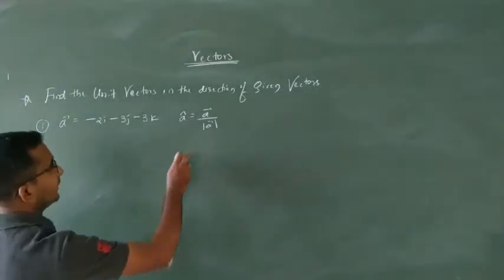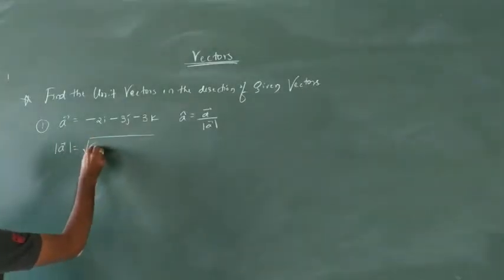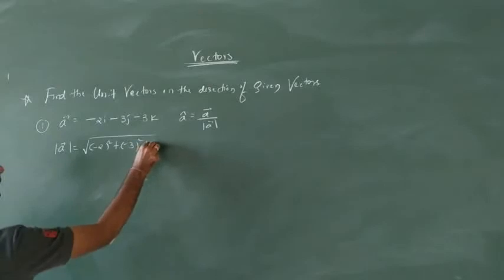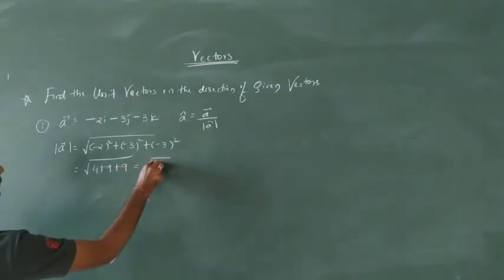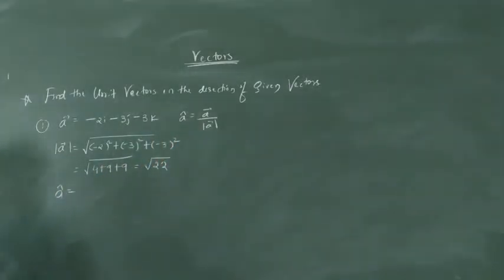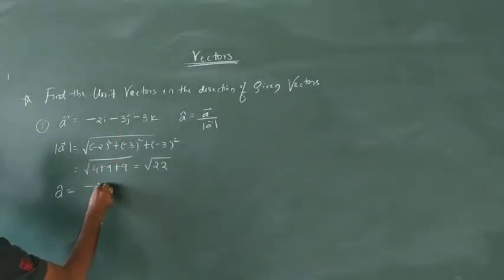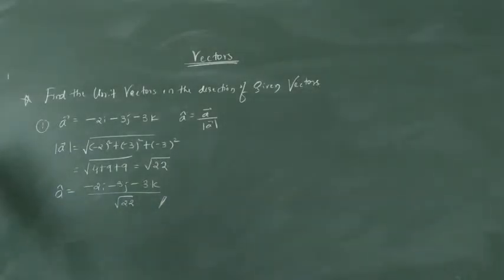Mod of vector A is the magnitude of the vector A. First, the magnitude of A is root of minus 2 whole square plus minus 3 whole square plus minus 3 whole square. That is root of 4 plus 9 plus 9, that is root of 22. So with vector A and mod A, write down the formula. Unit vector A, the vector in the direction of given vector, is equal to vector A over mod A, that is minus 2i minus 3j minus 3k divided by root of 22, is your answer. This type of question is going to be asked for only 1 mark.